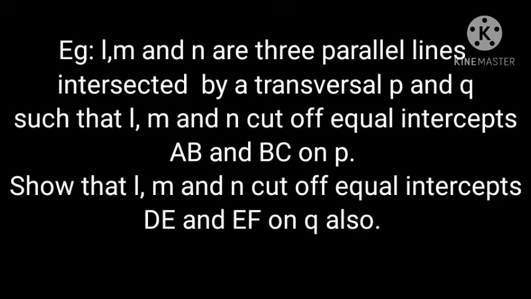Let's see the example. L, M and N are three parallel lines intersected by transversals P and Q such that L, M, N cut off equal intercepts AB and BC on P. Show that L, M, N cut off equal intercepts DE and EF on Q also. Let's see the proof of this example.